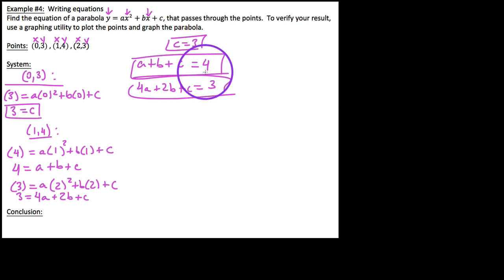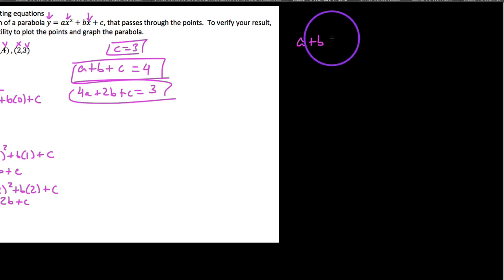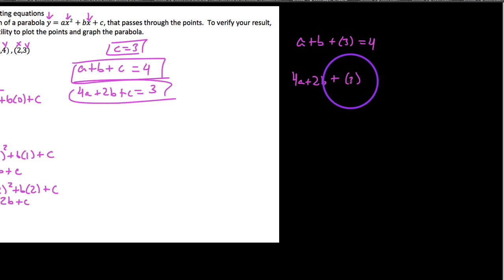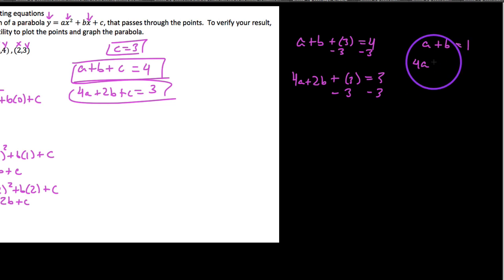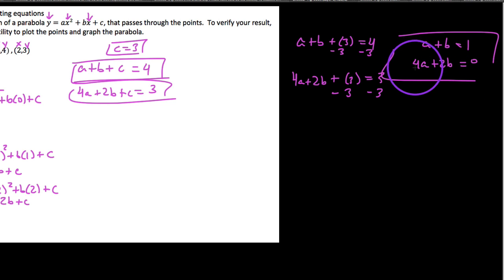Something really neat about this system is that we already know the value of c, which means we could plug that into either of these two equations: a plus b plus c equals 4, or 4a plus 2b plus c equals 3. The reason this is neat is that if we subtract 3 from both sides of the first, we get a new equation, a plus b equals 1. And if we subtract 3 from both sides of the other, we have 4a plus 2b equals 0. We could solve this using elimination or substitution.